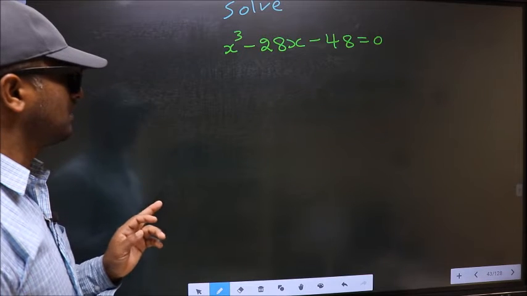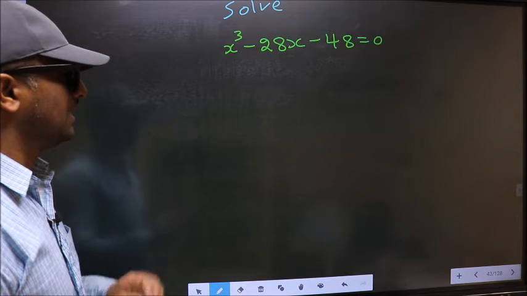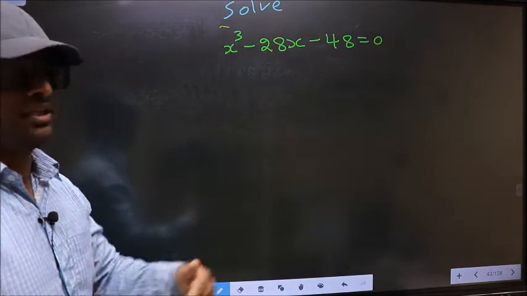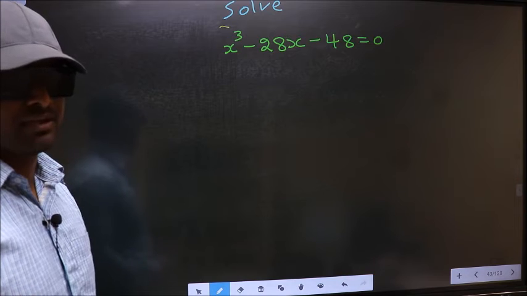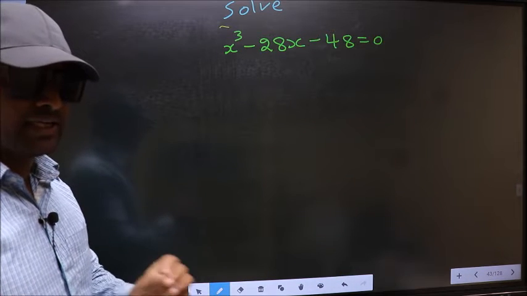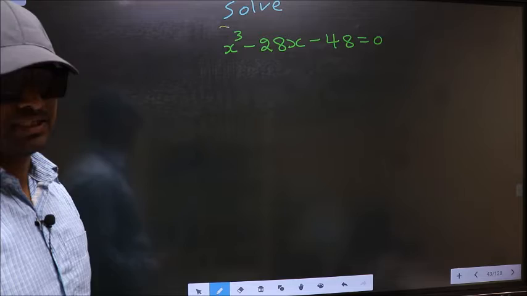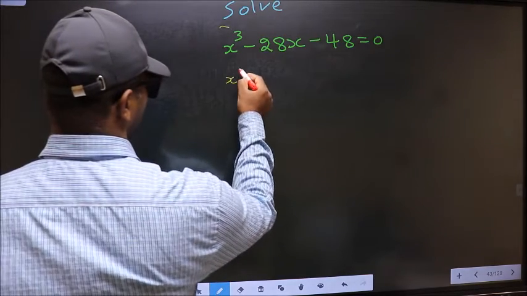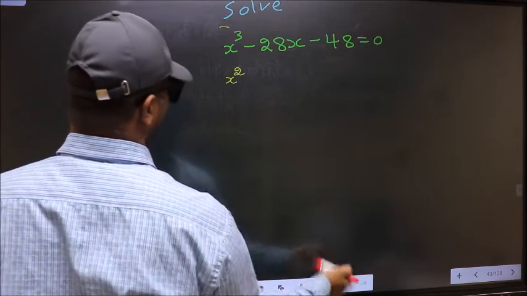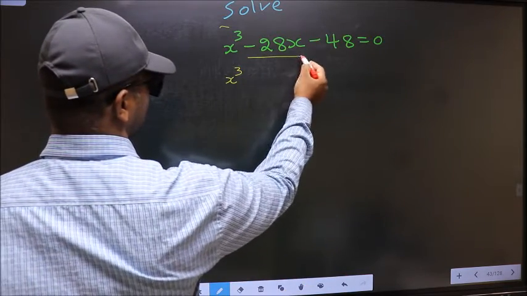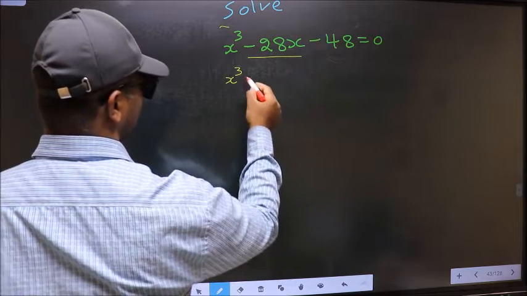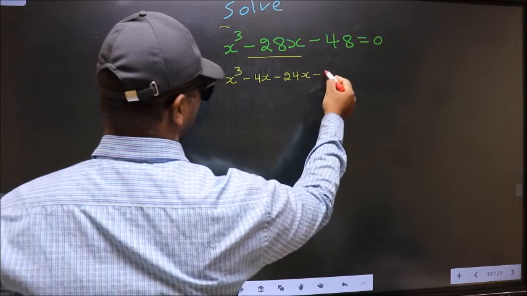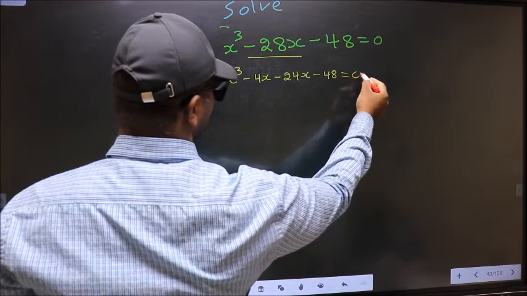Solve x cube minus 28x minus 48 equal to 0. Here they told us to solve, which means we should get the values of x. For that, here we have to change the x term. What I mean is, see, x cube, in place of minus 28x, now I write minus 4x minus 24x minus 48 equal to 0.